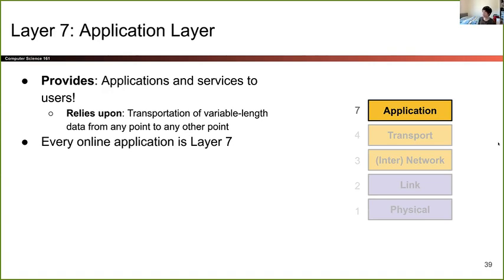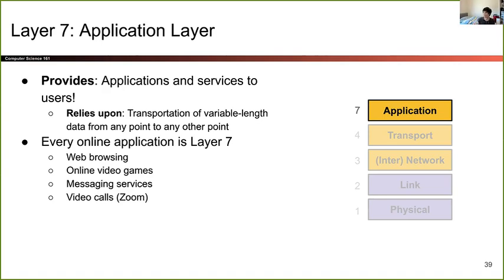Any application that you've used that connects to the internet is a layer 7 application because it's an application. This could be something like web browsing. If you play video games, video games would be a layer 7 application. If you've ever texted someone on something that's not SMS on your phone, then that would also be layer 7. And something like Zoom, like I mentioned earlier, is a layer 7 application because it relies upon sending my video data from me to the Zoom servers and then from the Zoom servers to all of you guys.